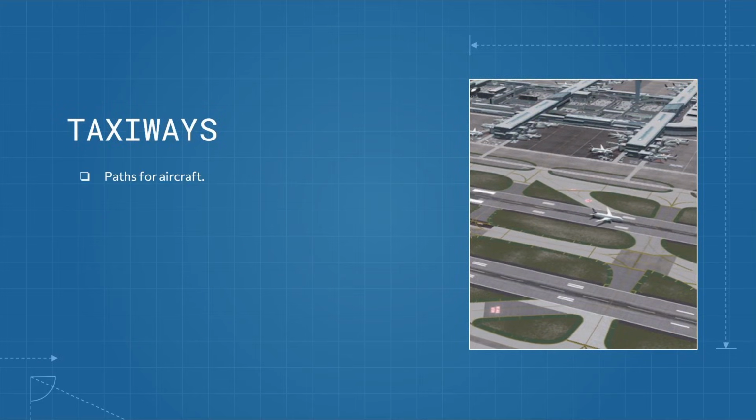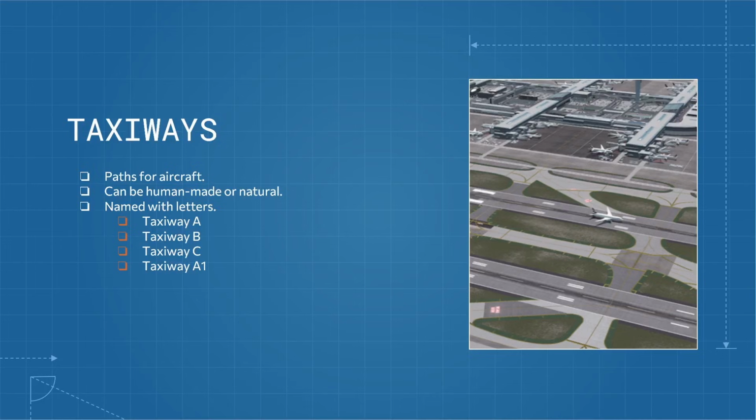A taxiway is a path for aircraft at an airport connecting runways with aprons, hangars, terminals, and other facilities. They mostly have a hard surface, such as asphalt or concrete, though smaller general aviation airports sometimes use gravel or grass. Taxiways are named using letters. For example, Taxiway Alpha, Taxiway Bravo, or Taxiway Charlie. On ATC24, taxiway names often include numbers as well, such as Taxiway Alpha 1.